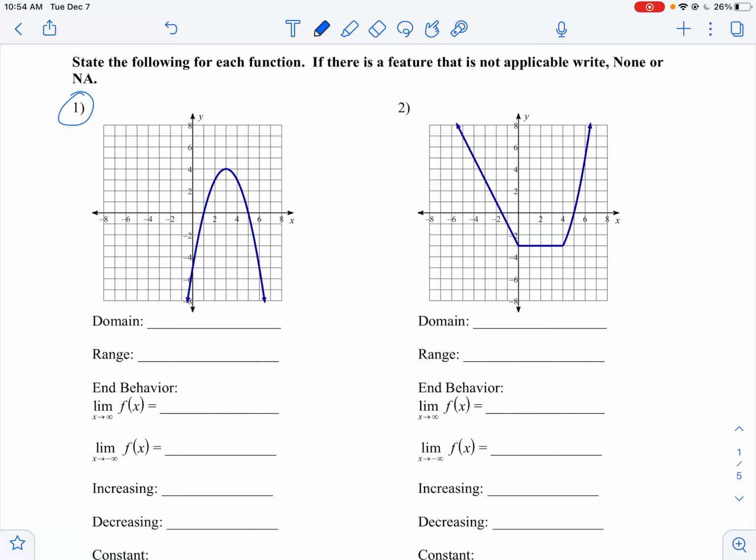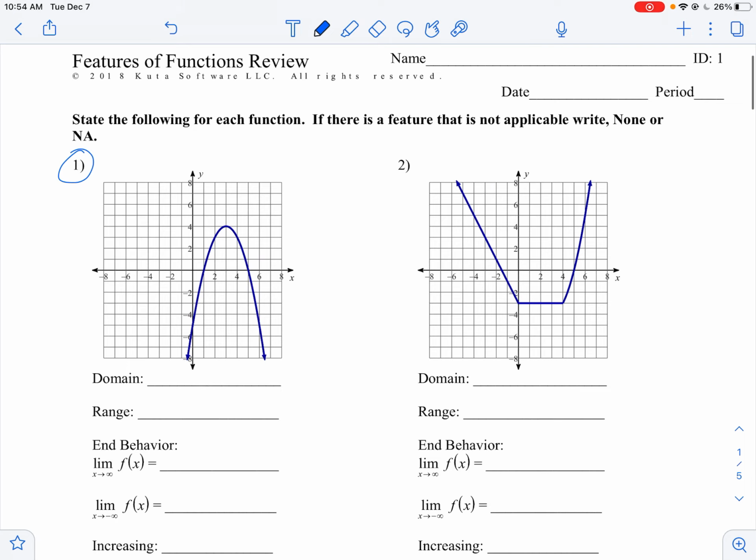Right, ladies and gentlemen, welcome to a little review on features of functions. Just kind of remembering some of the things about functions, an overview of a bunch of things. So I'm going to show you, we're going to do a few of these, just kind of talk about what the different properties are, and hopefully that gives you a little recap of what's going on.